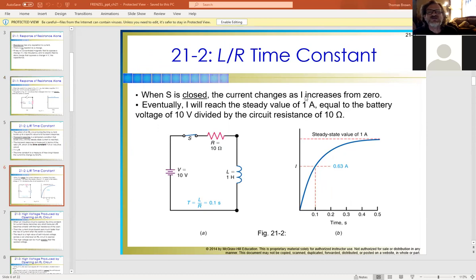When the switch is closed, the current changes as I increases from 0 to what would be called the steady state. So eventually it'll reach the steady state value of 1 amp, equal to our energy source here, because of the 10 ohms of resistance we have developed. So the inductor has no choice but to follow along because we're in a series configuration. So it has to rise up to 1 amp.